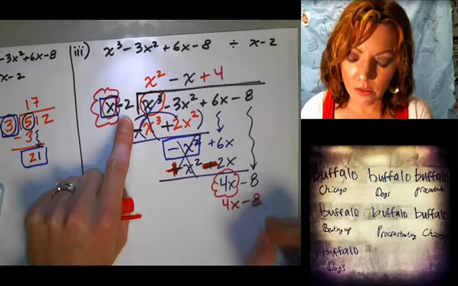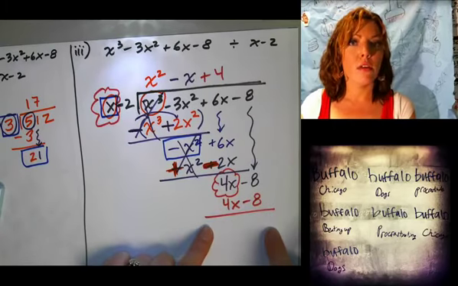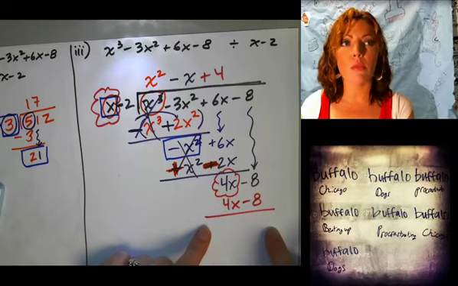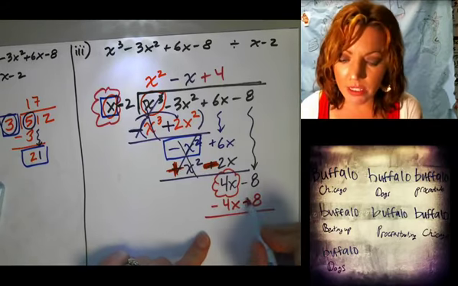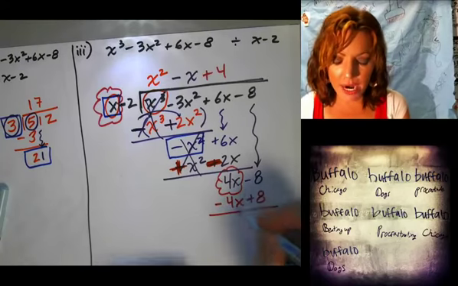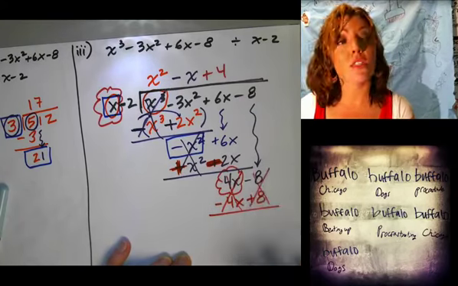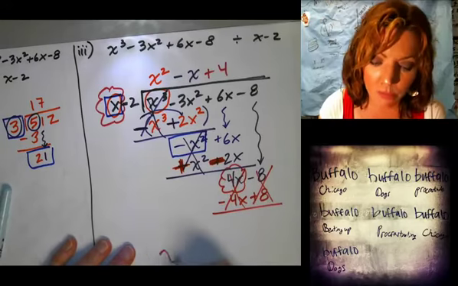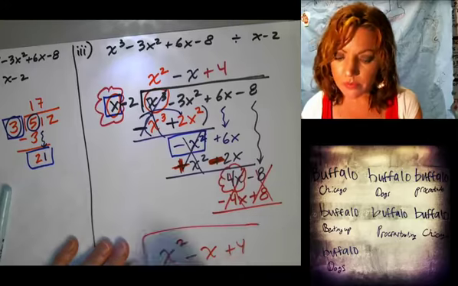Negative 8. What happens to the signs of everything? They change. Why do they? Somebody remind me why they change again? Subtracting. And subtracting makes the signs change. What happens to the 4x's? They cancel. What happens to the 8's? They cancel. This one does not have a remainder. So your answer would be what was on top. X squared minus x plus 4.